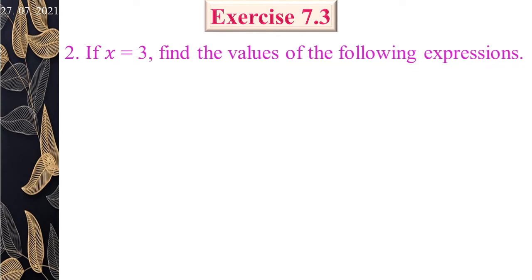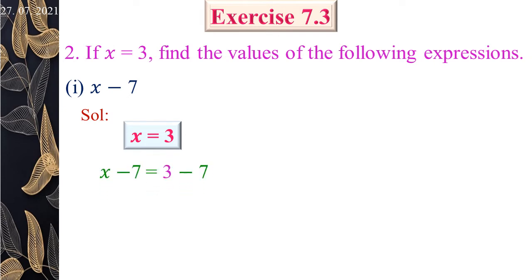Let's see exercise 7.3, second Roman: if x equals 3, find the values of the following expressions. The first expression is x minus 7. Here one expression is given and also the x value is given. Now substitute the x value and find the answer. Let us find the solution. x equal to 3, the expression is x minus 7.